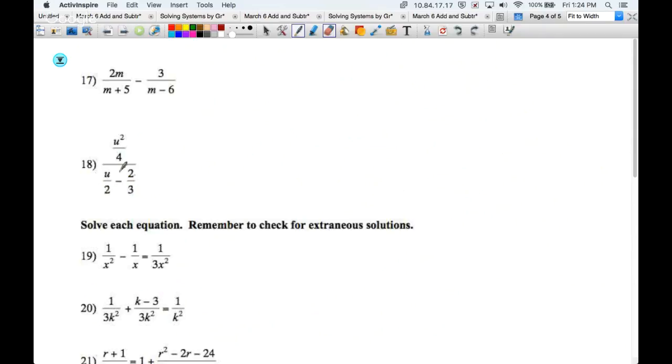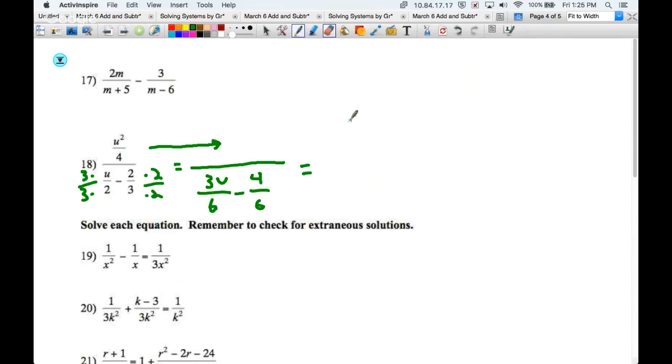What I want to do is combine on the bottom first and then do copy dot flop. To combine these on the bottom, I've got to get a common denominator. That means multiplying this first part of the bottom part of the fraction by 3 over 3, and the second part by 2 over 2. And now I've got that same thing all over 3u over 6 minus 4 over 6, which equals u squared over 4 all over 3u minus 4 over 6.